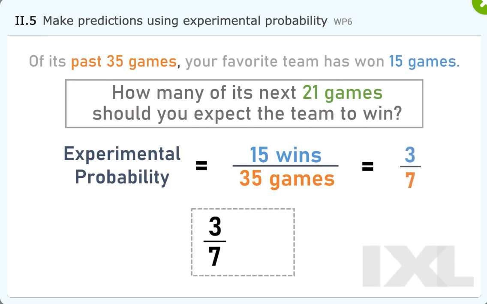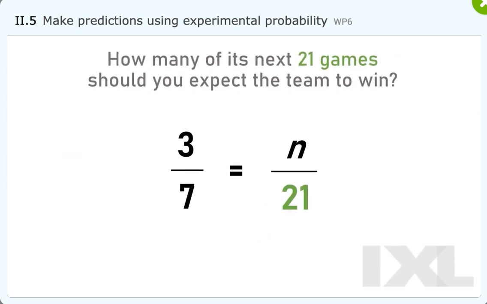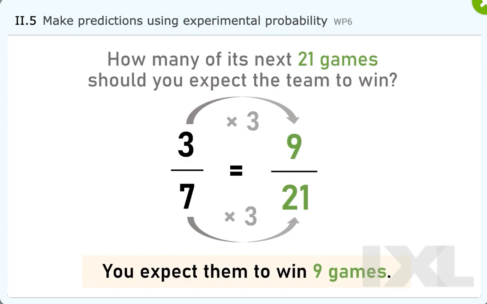We can set 3 over 7 equal to n over 21, which depicts the number of games we expect to win if we play 21 games. Now let's solve for n. To find n, we want to get our fraction of 3 over 7 to have a denominator of 21. To get from 7 to 21, we have to multiply by 3. That means we should multiply the numerator by 3 as well. This gives us our n, which is equal to 9. Of the next 21 games, you expect the team to win 9 of those games.